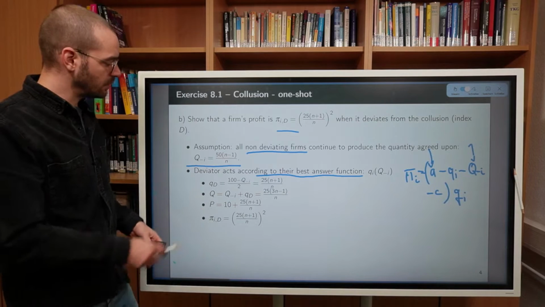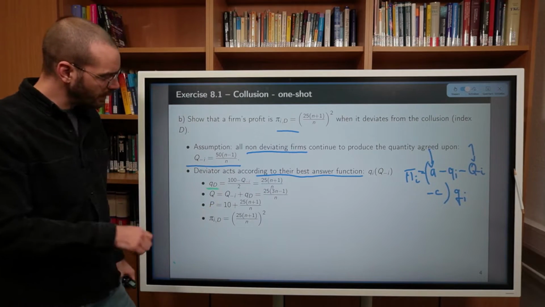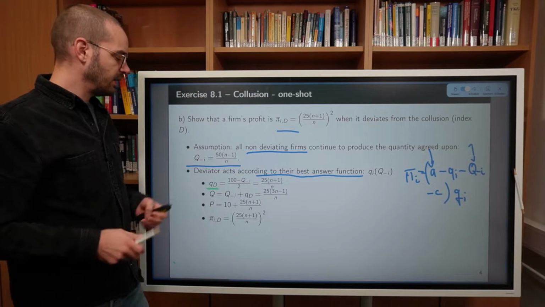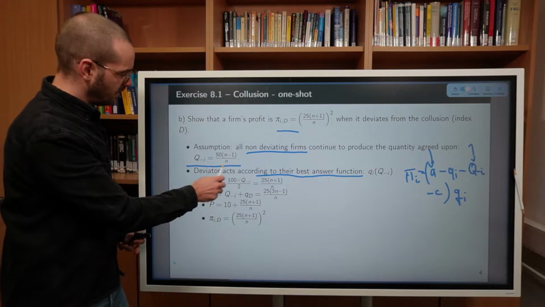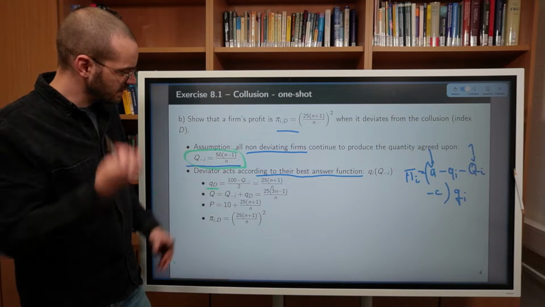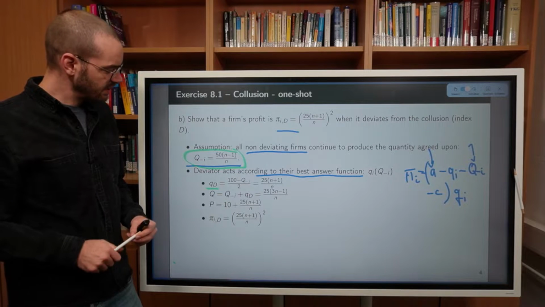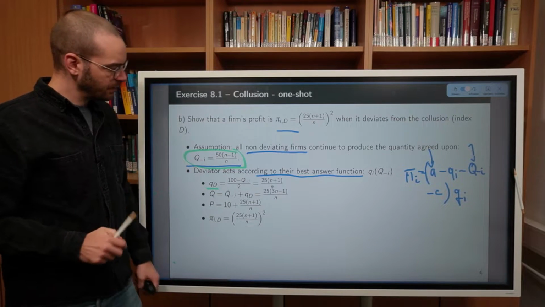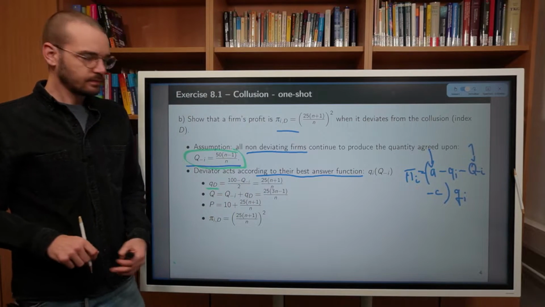And if we do so, then we can find out that in this particular case, the deviator's quantity equals (100 minus Q minus i) divided by 2. Now, if we substitute Q minus i with its appropriate statement, then we can find out that the deviator's quantity, so Q with an index d, equals 25 times (n plus 1), all divided by n.